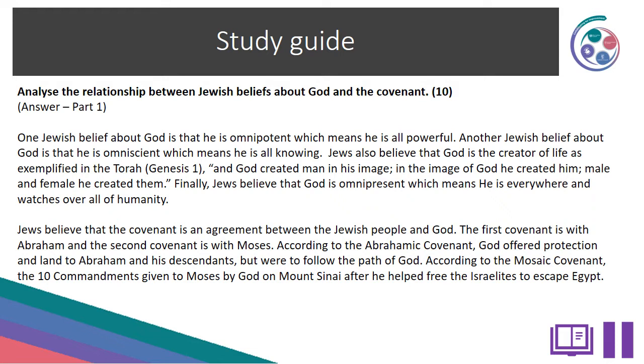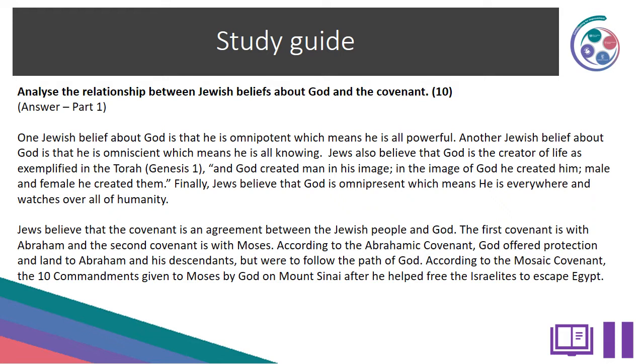Now, what I want you to do is go through the answer in this part here. The only skills in this part of the answer are KU marks, knowledge and understanding marks. There's no analysis. This is a 10-mark question, so there's 6 KU marks available and 4 analysis. The question is, analyze the relationship between Jewish beliefs about God and the covenant. So it's asking the relationship between 2 different beliefs.